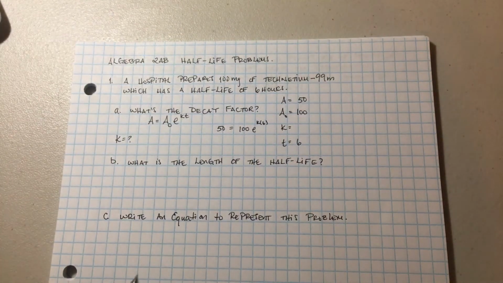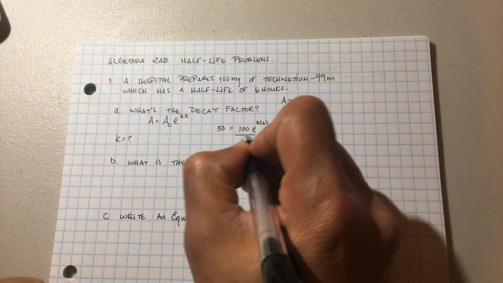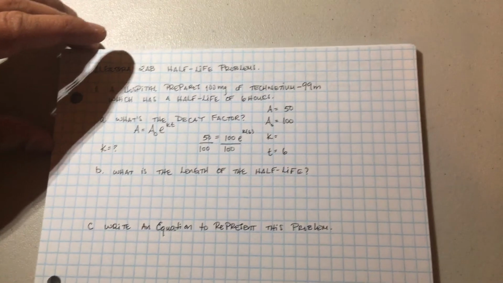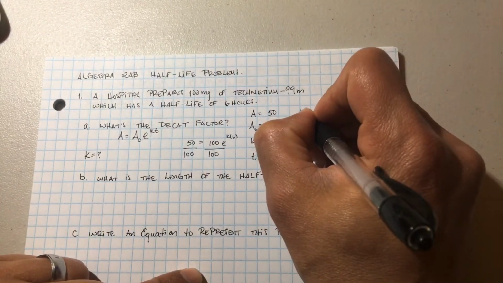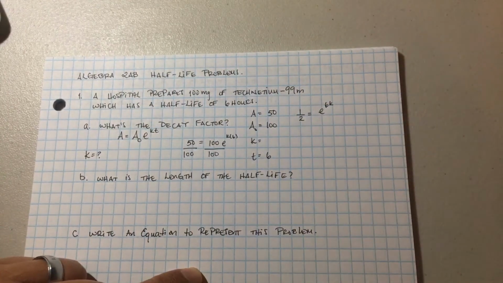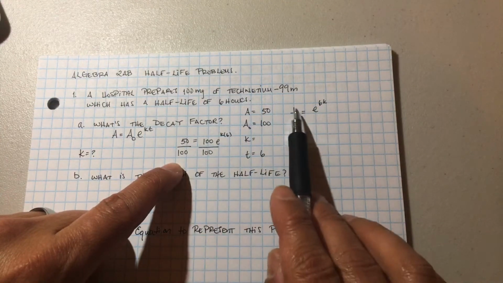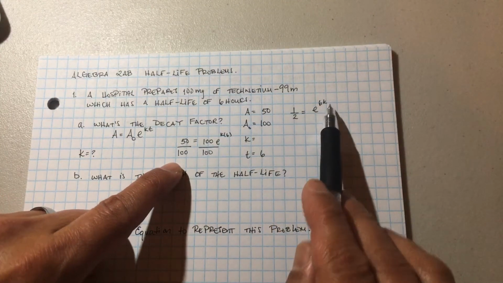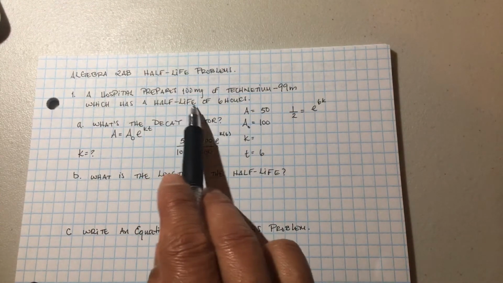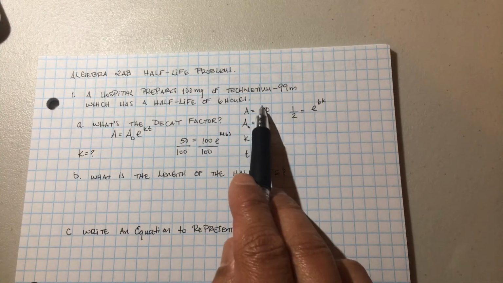Now I'm going to divide both sides by 100. 50 divided by 100, be careful, it is not 2, it is 1/2. Then we have e to the 6K. Notice how I did that: divided by 100, I got 1/2, and then e to the 6K. Remember, we start off with 100, the half-life is 6 hours, which means in 6 hours I'm going to have half, which is 50.